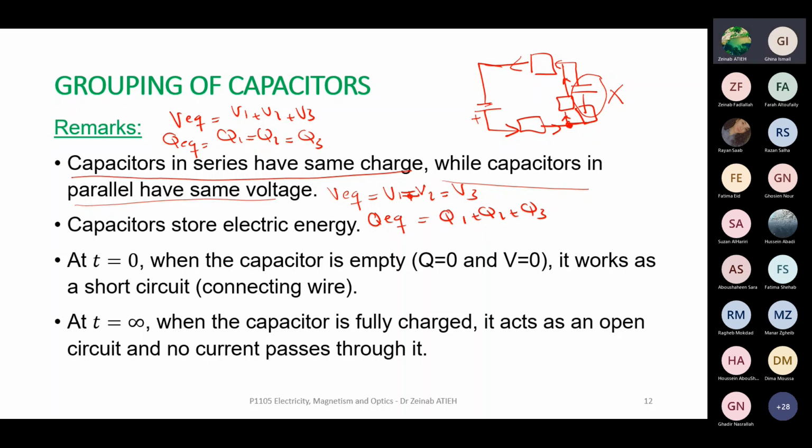Did you get the idea? Okay, doctor, thank you. So the branch that contains the capacitor will have zero current.